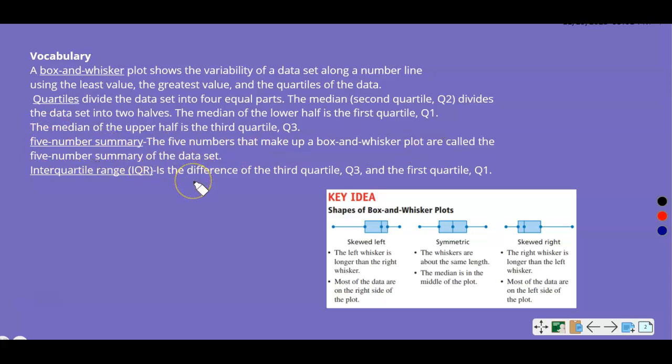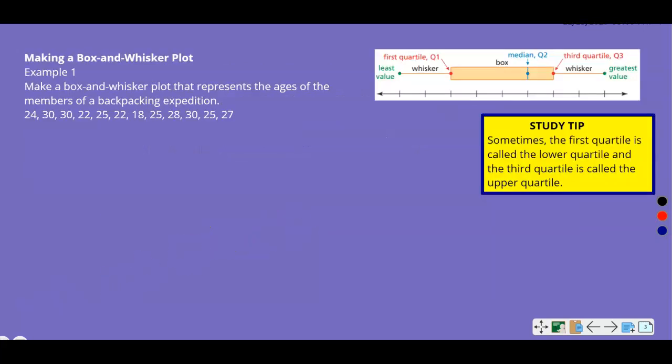5-number summary: the 5 numbers that make up a box and whisker plot are called the 5-number summary of the data set. And your IQR, that's your interquartile range, is the difference of the third quartile and the first quartile. So basically IQR equals Q3 minus Q1, the difference, Q3 minus Q1.